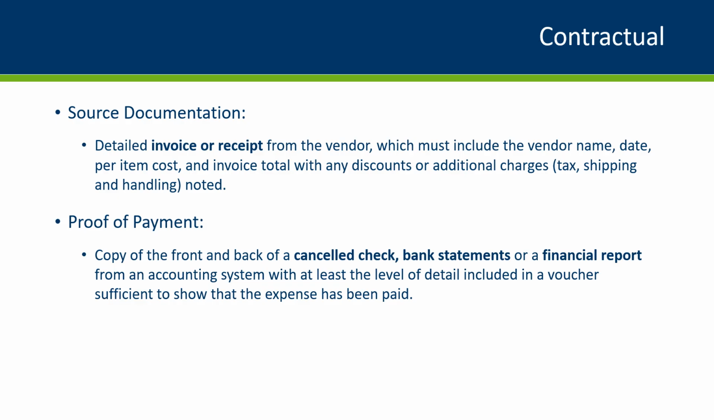Proof of payment for this would be a copy of the front and back of a canceled check, or bank statements with the logo, or a financial report from an accounting system with at least the level of detail included in a voucher sufficient to show that the expense has been paid. Some considerations for contractual services are: is the expense billed correctly on the MDH invoice?